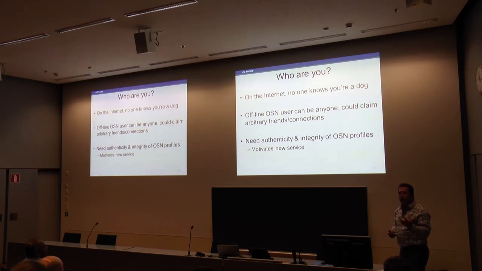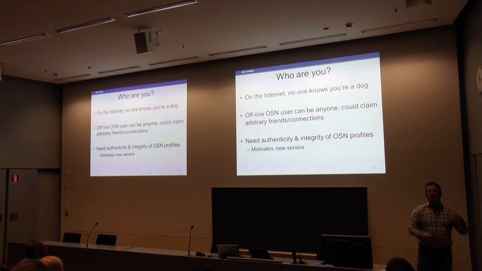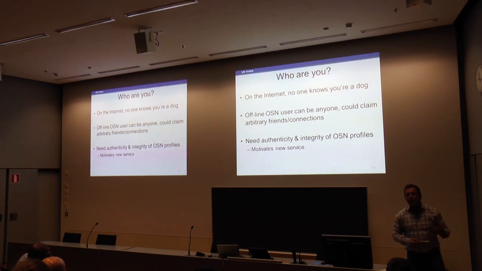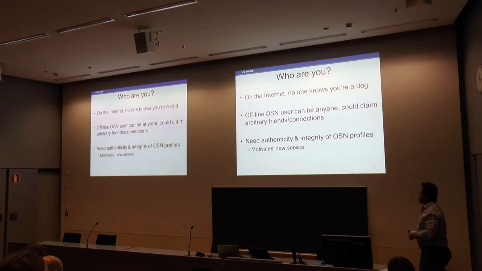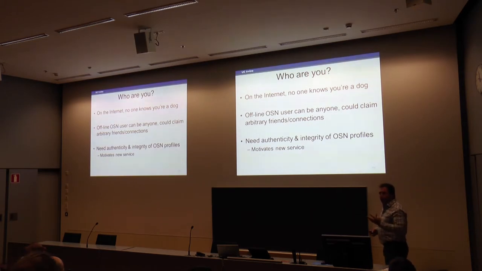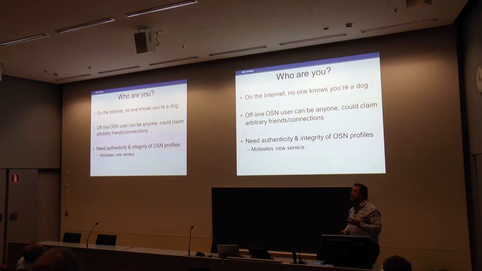So the profile information that is used as input into private interactions offline should be authentic, should have integrity. This means that the profile information should be at least as believable as it is when you see it online on a social network.